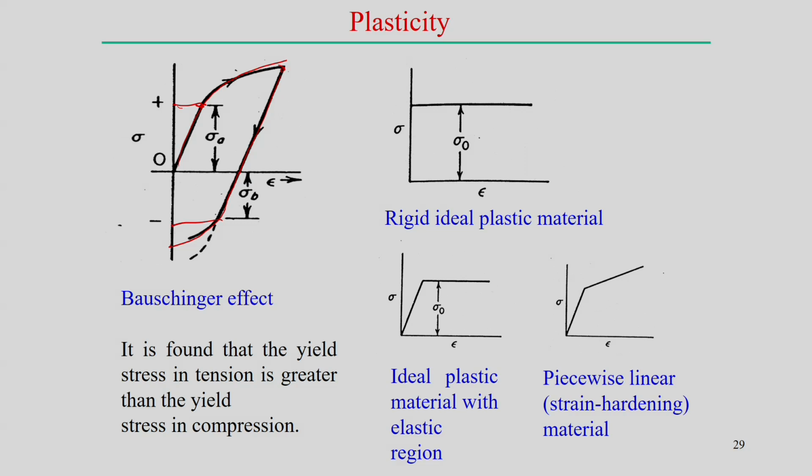Similarly, this is the stress strain diagram of a particular material. This is called the rigid ideal plastic material.